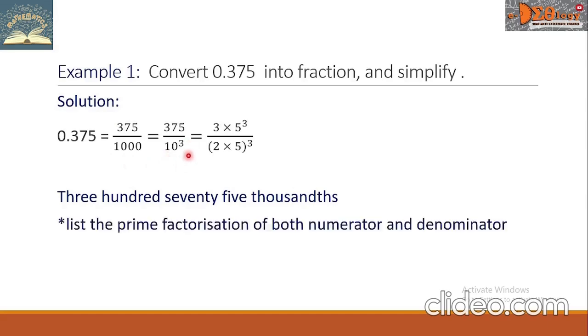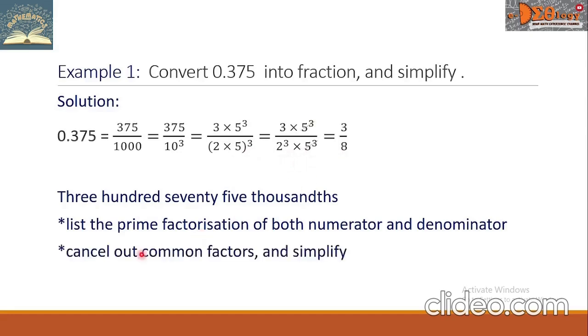In the next step, we're going to list the prime factorization of both numerator and denominator. In the numerator, we have 3 times 5 cubed. In the denominator, we have 2 times 5, and the quantity is raised to power 3. And then, let us distribute the power 3 of the denominator to each of the factors. So we have 2 cubed times 5 cubed.